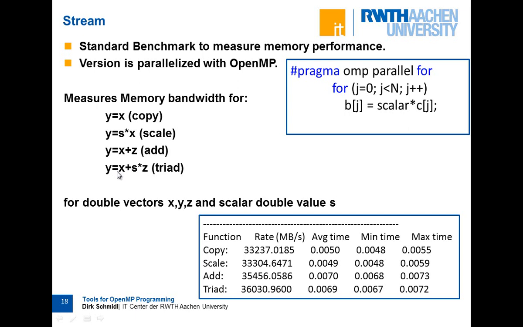And the output you get basically is the memory bandwidth you've achieved. If your arrays are large enough so that they do not fit into the cache, this is a good estimate of what your machine can deliver on memory bandwidth. That's what the benchmark is used for. And there are these four small kernel operations which are basically computed here.